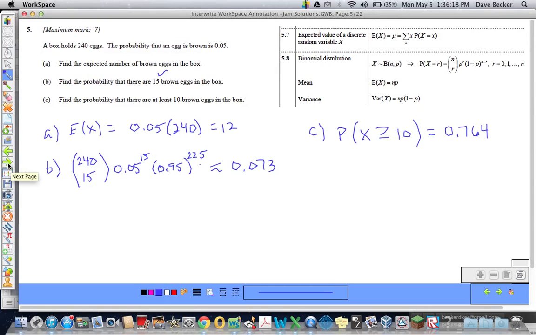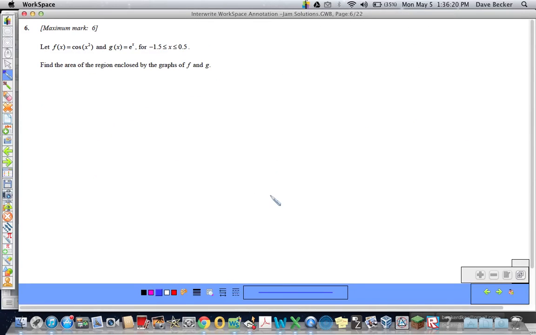Number 6. We've done this a couple of times in class on old tests. Let f of x equal cosine of x squared. Make sure you understand that's not cosine squared x, that's cosine of the variable x squared. And g of x equals e to the x for negative 1.5 less than or equal to x less than or equal to 0.5. Find the area of the region enclosed by the graphs of f and g.